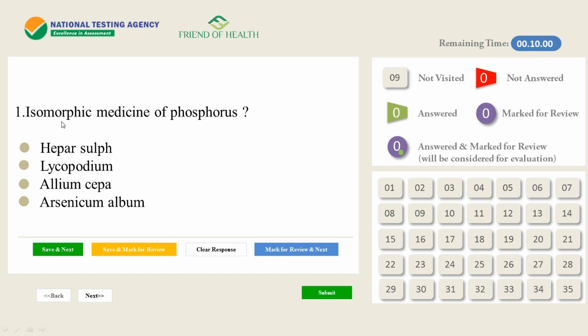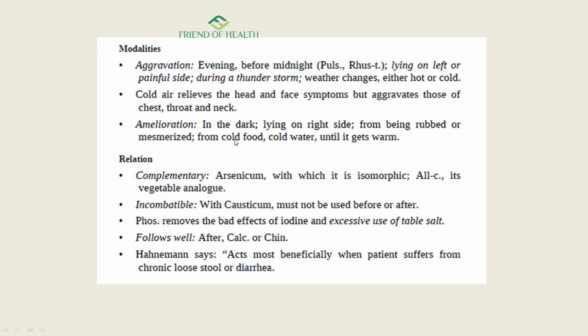Here the answer is arsenicum album. If you see Allen's Keynote, you can see one line, arsenicum complementary relationship of phosphorus. Complementary is arsenicum, and with which it is isomorphic. We have seen allium cepa in the options, but allium cepa is the vegetable analog. If the question is vegetable analog of phosphorus, the answer will be allium cepa, and the isomorphic medicine of phosphorus is arsenicum.